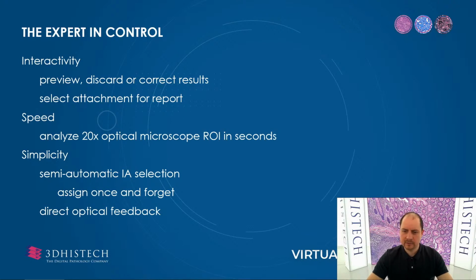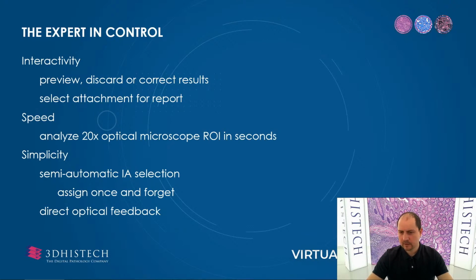Direct optical feedback is also an important aspect. It introduces a quality checkpoint or a quality loop into the everyday workflow by simply looking at the segmentation results as a sanity check to reassure the quality of the results. And it is done through these previews I described earlier.